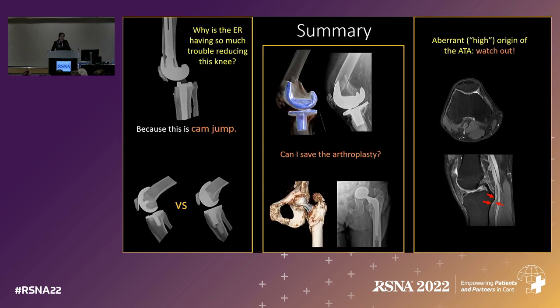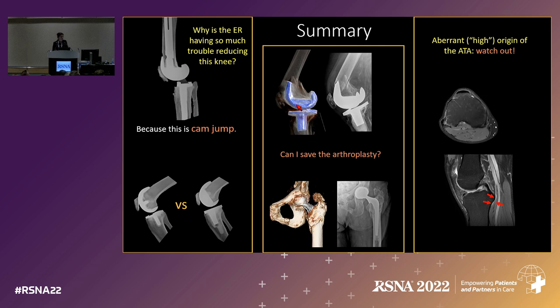So in summary, why is the ER having so much trouble reducing that knee? Because this is CAM jump, right? So you let them know that it's going to be a more difficult reduction than most, and look for that box so you can show which patient is going to have that CAM jump as opposed to the one that cannot. In terms of the fractures, we want to know, can I save the arthroplasty or can I not?